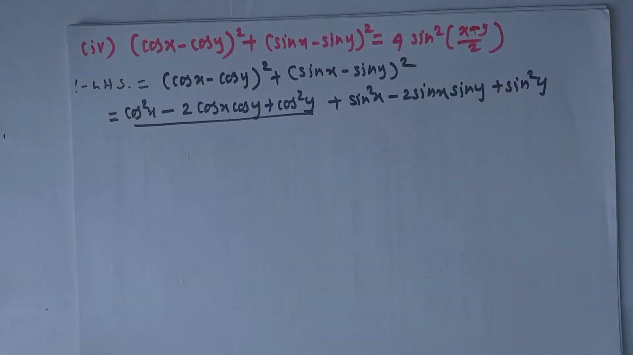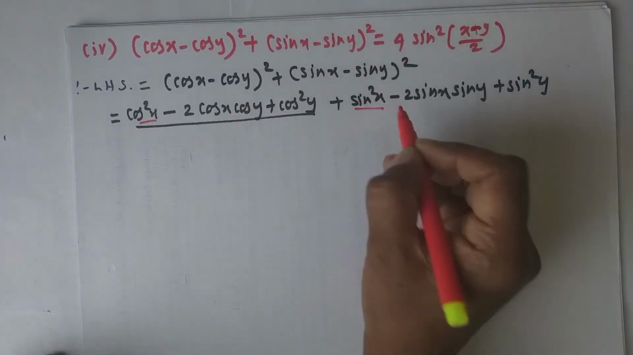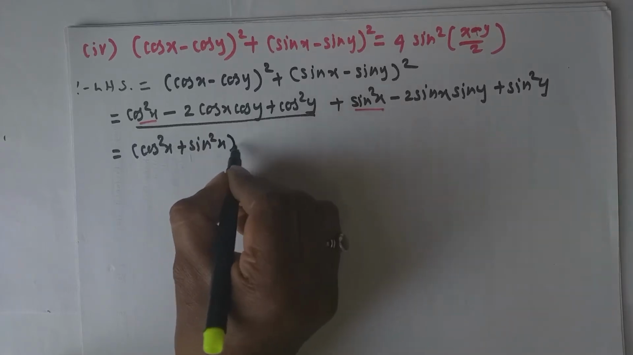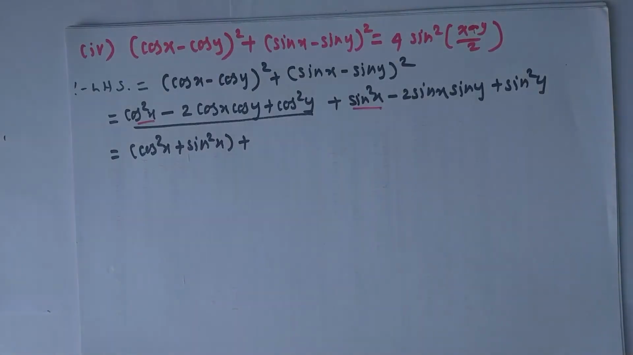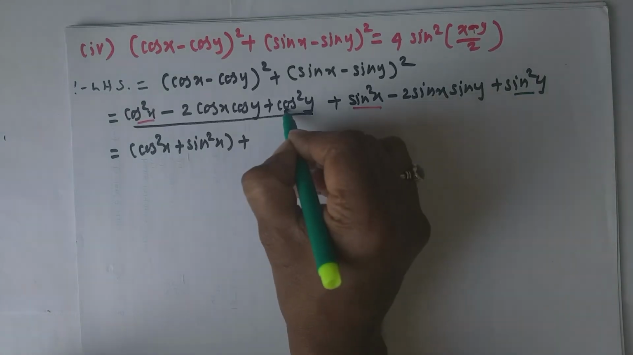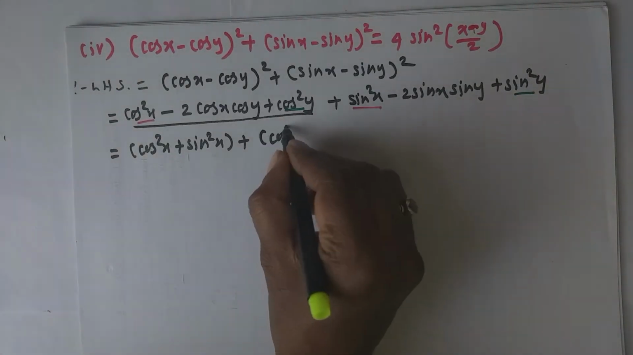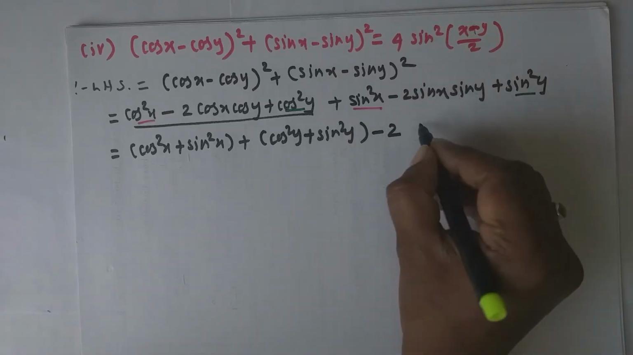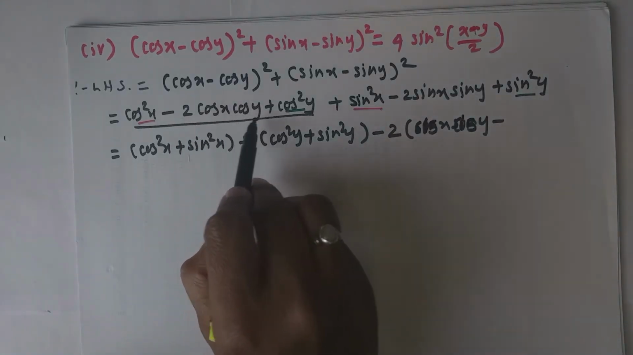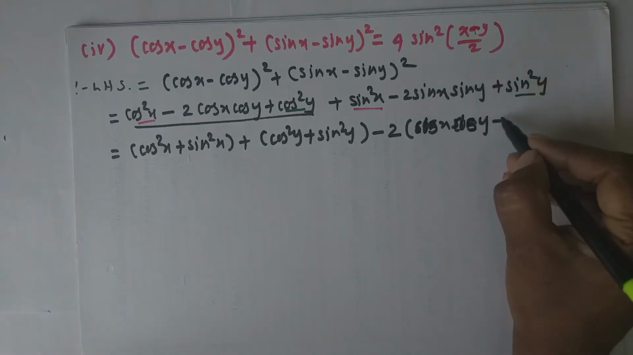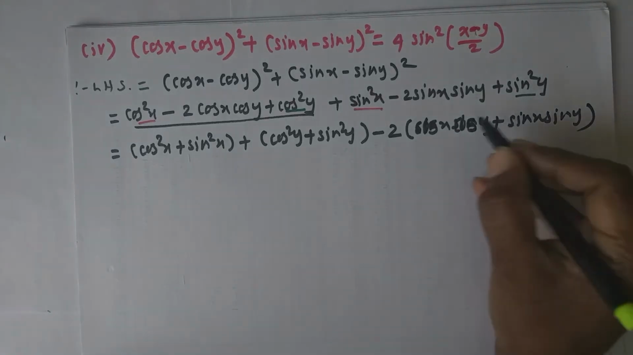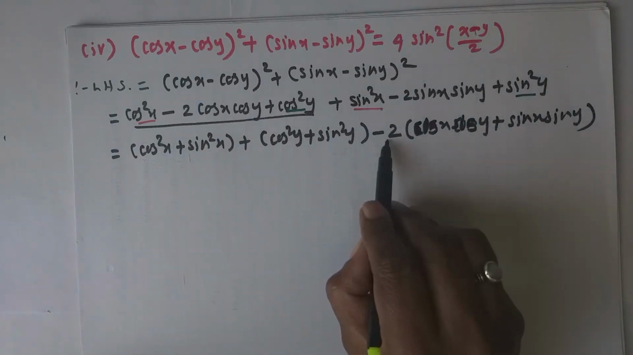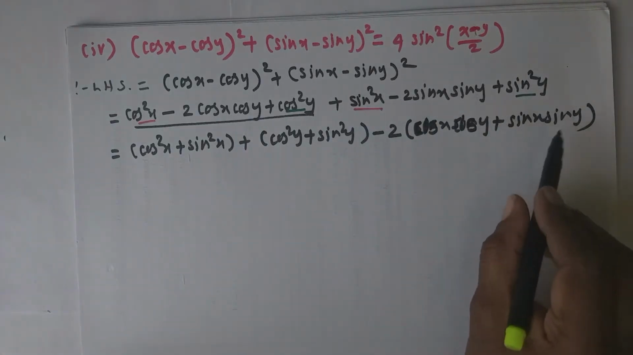Now I am taking these two terms in one bracket. Therefore write down cos square x plus sin square x. Now in the second bracket I am taking these two terms, sin square y and cos square y. Then write down cos square y plus sin square y. Now from the remaining terms, take minus 2 common: write down cos x cos y and this term plus sin x sin y. If I take minus 2 common, this will be plus sin x sin y.